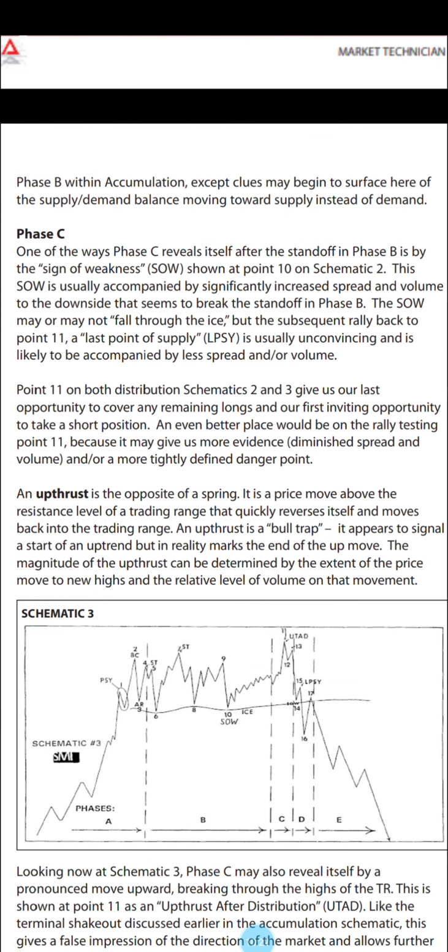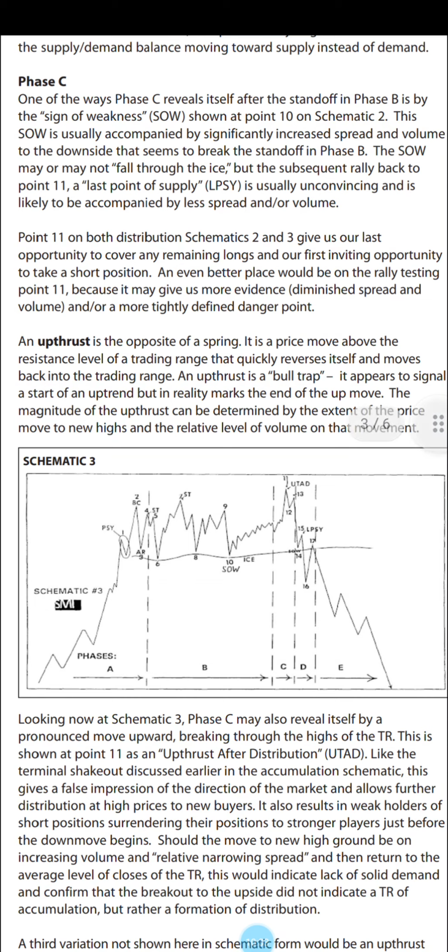But the subsequent rally back to point 11, a last point of supply, is usually unconvincing and is likely to be accompanied by less spread and/or volume, which is exactly what we're going through now, guys. Let's face it, this is exactly what we're going through right now. Point 11 on both distribution schematics 2 and 3 gives us our last opportunity to cover any remaining longs, and our first inviting opportunity to take a short position.